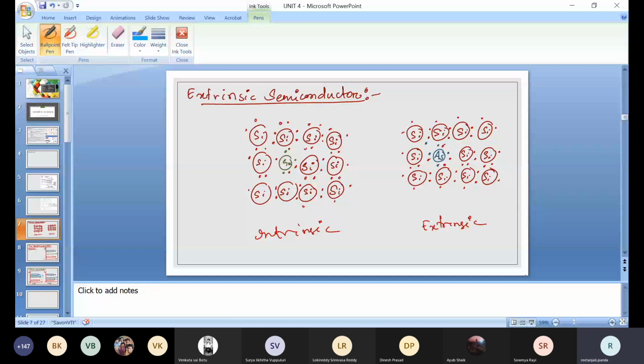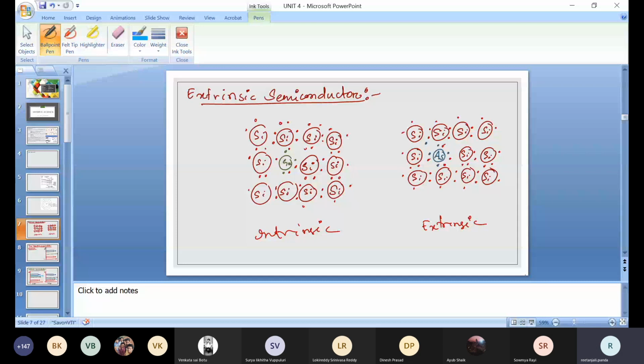That is at relatively higher temperature. But we are also having the extrinsic semiconductor. Because silicon and germanium we cannot use at room temperature, we need something which can conduct electricity at room temperature. So we are going to mix an impurity with the pure materials like silicon and germanium. That will become the extrinsic semiconductor.